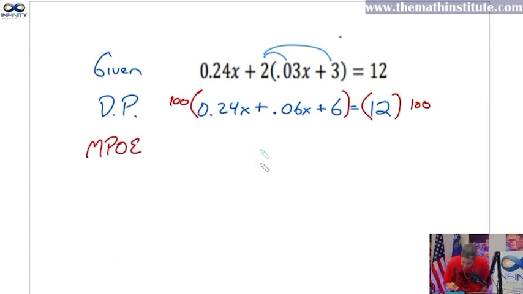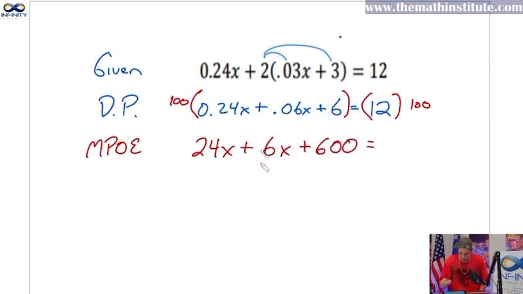Then that would mean I move the decimal over 2 times and I get 24x. Plus I move the decimal over 2 times, I get 6x. Plus I move the decimal over 2 times and I get 600. And I move the decimal 2 times and I get 1200. This is an unnecessary step, but if you hate decimals, go for it.